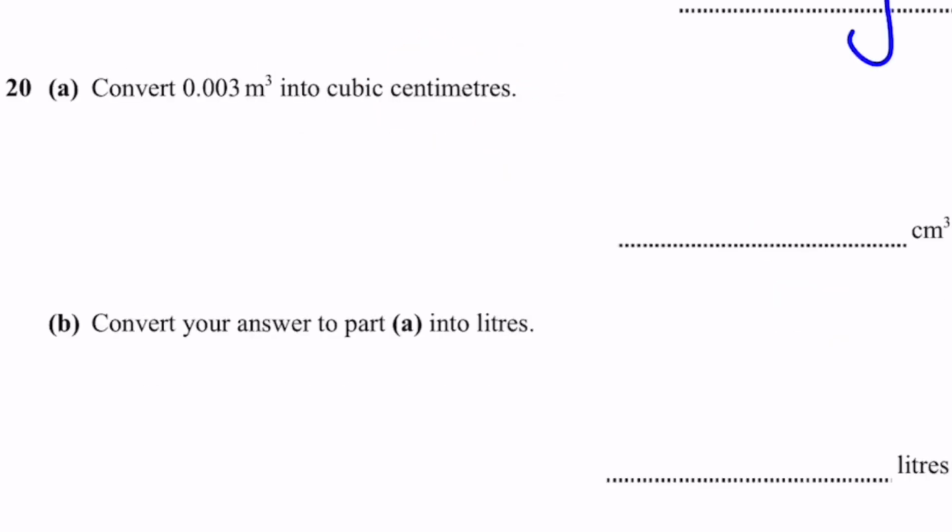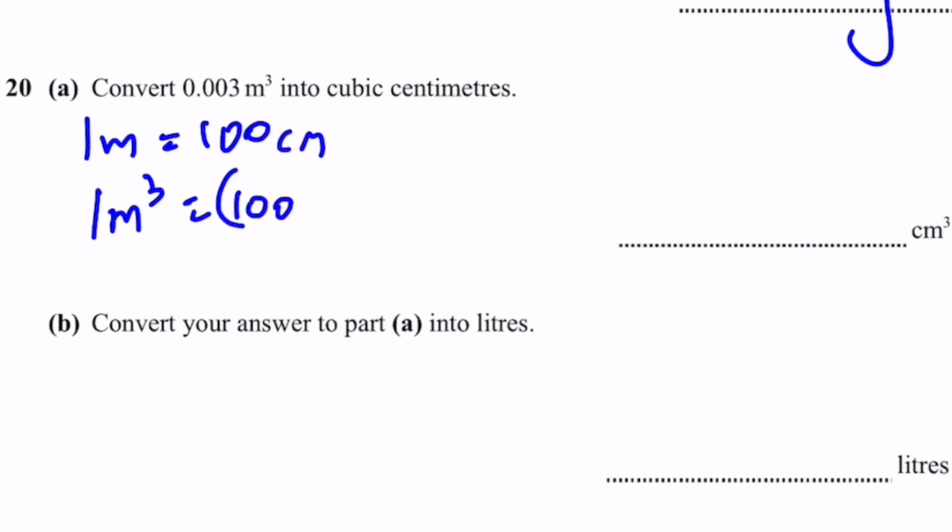Question 20. A. Convert 0.003 meters cubed into cubic centimeters. So 1 meter is equal to 100 centimeters. 1 meter cubed is equal to 100 cubed. And that's equal to 1 million centimeters cubed.